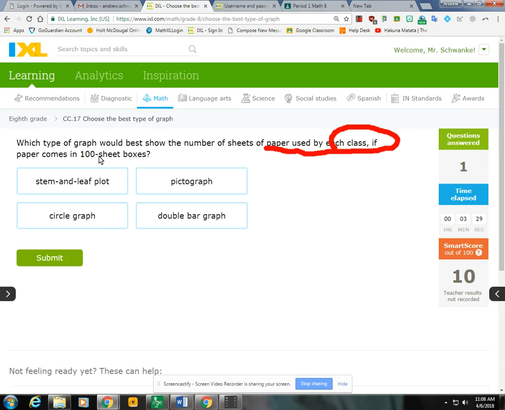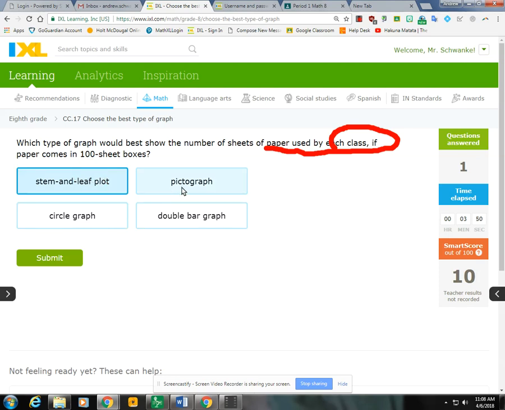Double bar graph. We use a double bar graph when there is two sets of data. Right here, there's only one set. Yep. Yeah, we would either go with a stem and leaf or a regular bar graph. And since a regular bar graph is not an option, stem and leaf plot is the one to go with. We'll see if we're right.